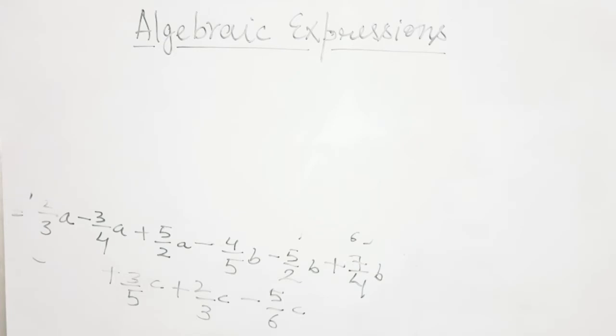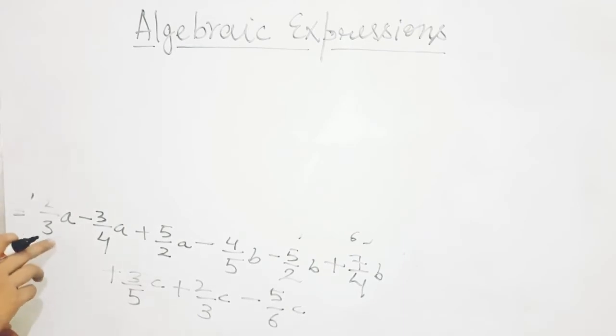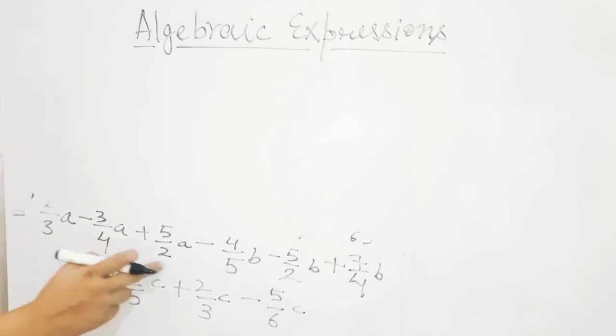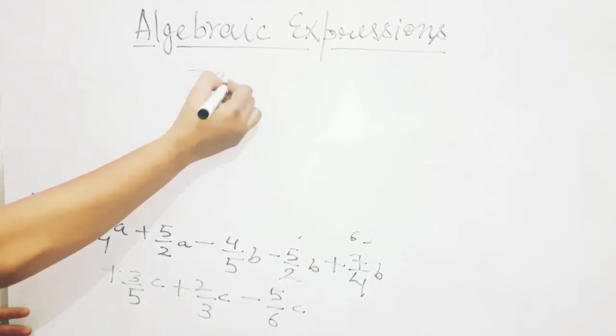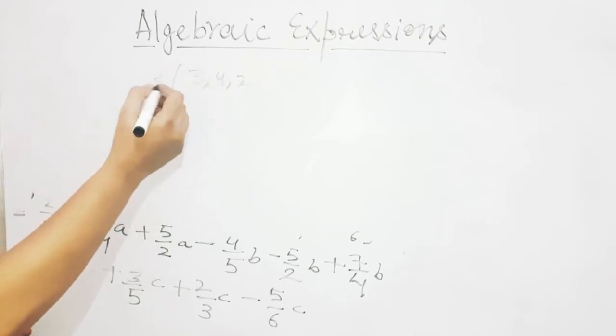Now to convert the unlike fractions into like fractions, what is the next step? The next step is to take the LCM of the denominators. Now please tell me what is the LCM of 3, 4 and 2. Please reply to me in the comment section. What is the LCM of 3, 4 and 2? As per my knowledge, the LCM of 3, 4 and 2 is 6. Let me take the LCM for you.